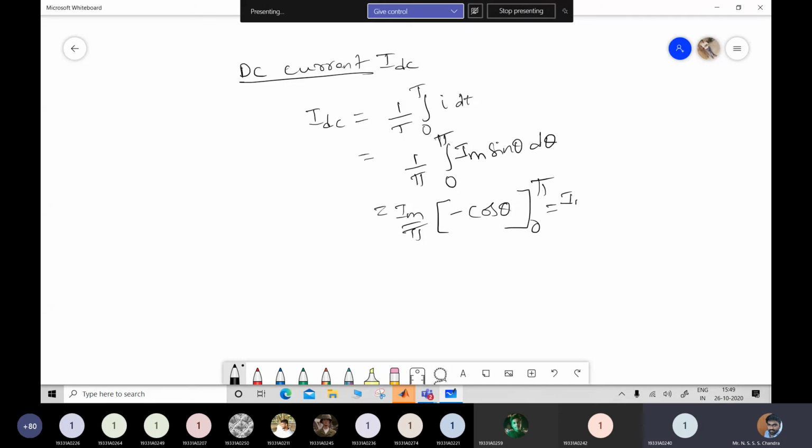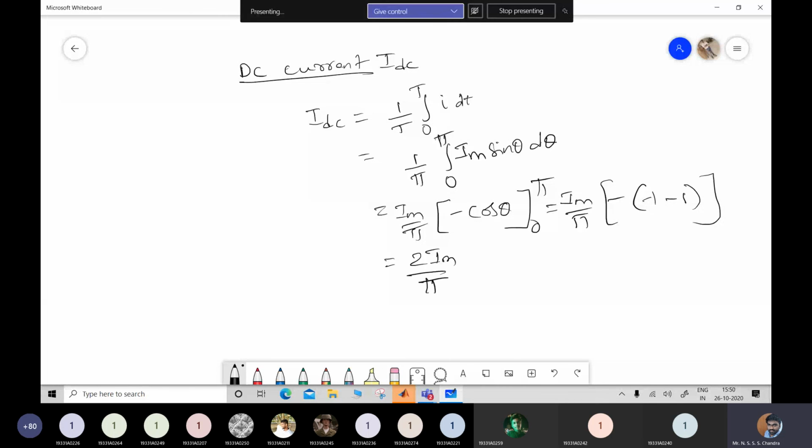So Im by pi into minus of cos pi. What is the cos pi value? Minus 1. Minus of cos 0. Cos 0 value is 1. So higher limit minus lower limit I am doing. So it is minus of minus 1 minus 1. So what is your IDC value now?